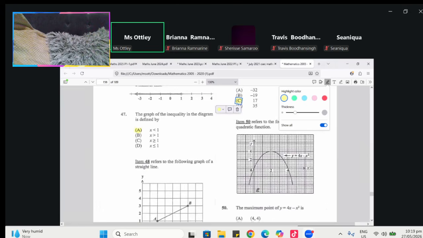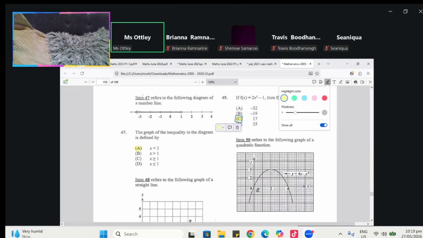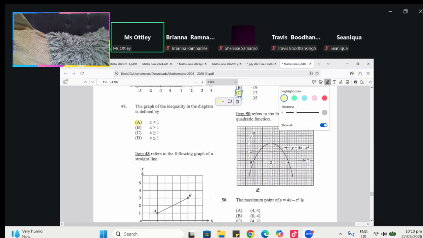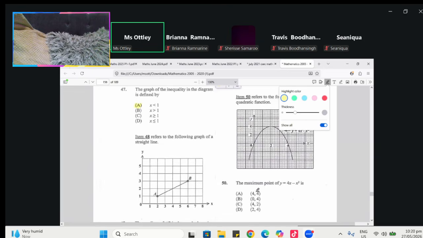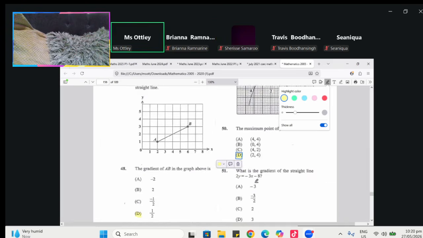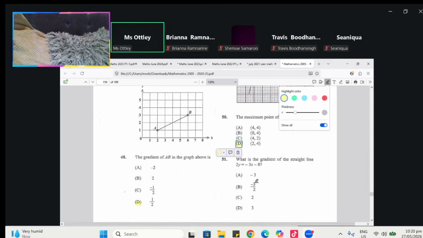All right. Item 50 refers to the graph of a quadratic function. They want us to state the maximum point on the graph. D. Thank you. What is the gradient of the straight line? 2y is equal to negative 3x subtract 8. E.